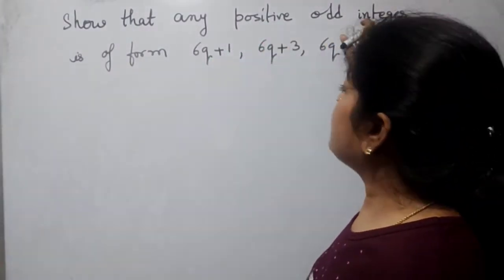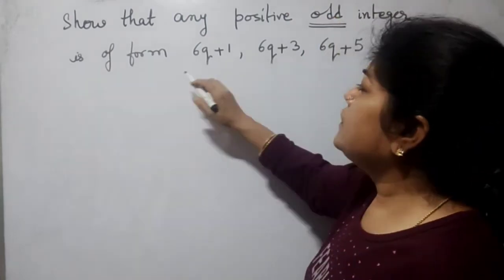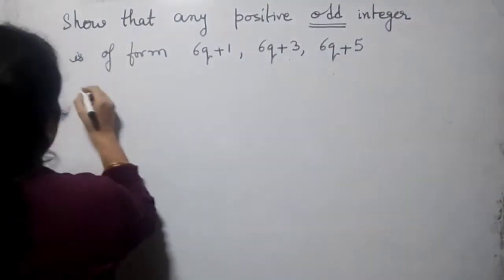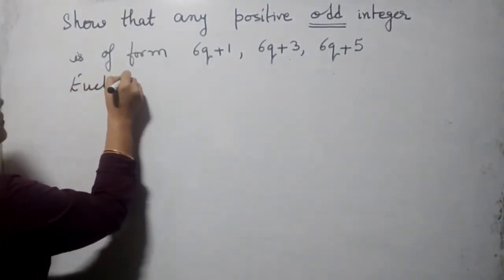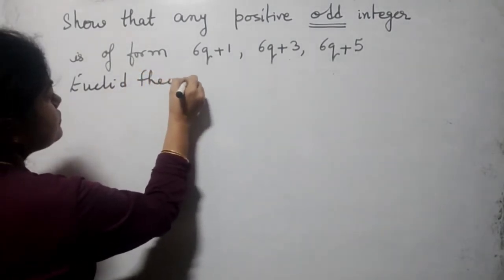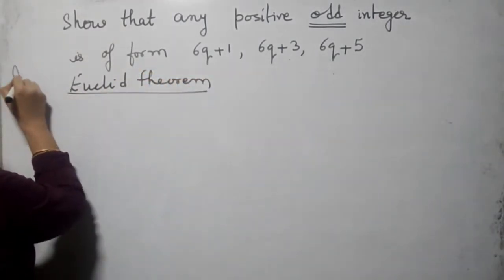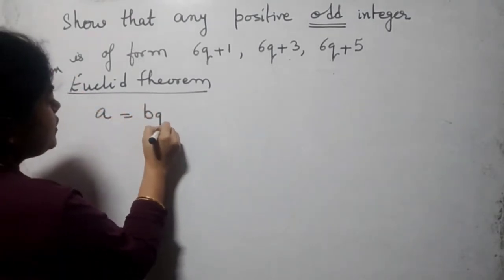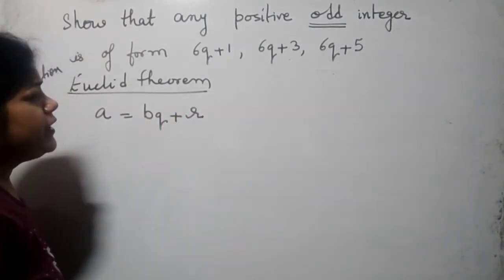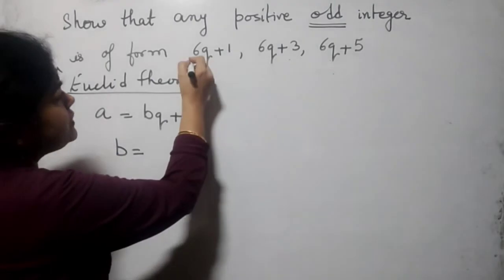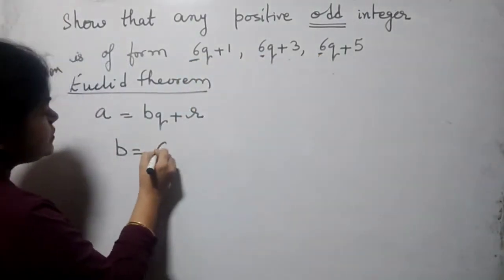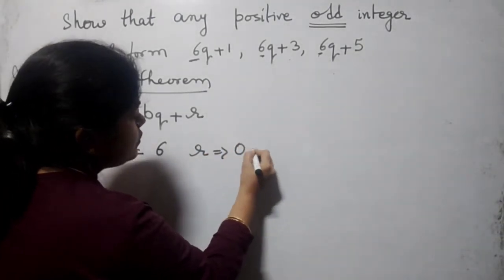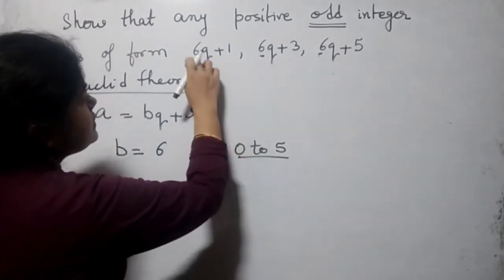For example, the question is given in this way. Show that any positive odd integer is of the form 6q plus 1, 6q plus 3, 6q plus 5. So, from Euclid's theorem, this is the solution. It is of the form A is equal to BQ plus R, where B is what is given over here. Here it is given 6, so we take it as 6. And the value of R is from 0 to 5 because it is 6 over here.